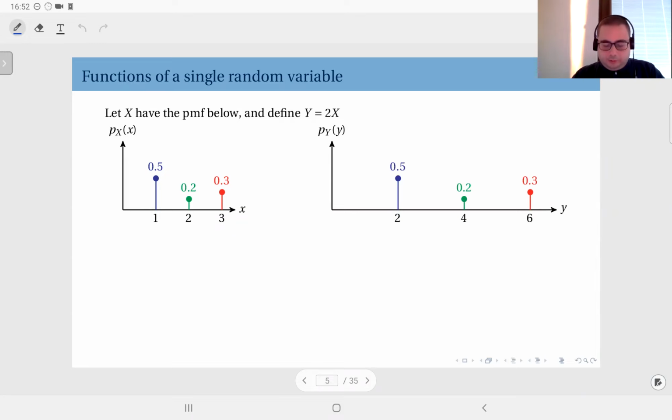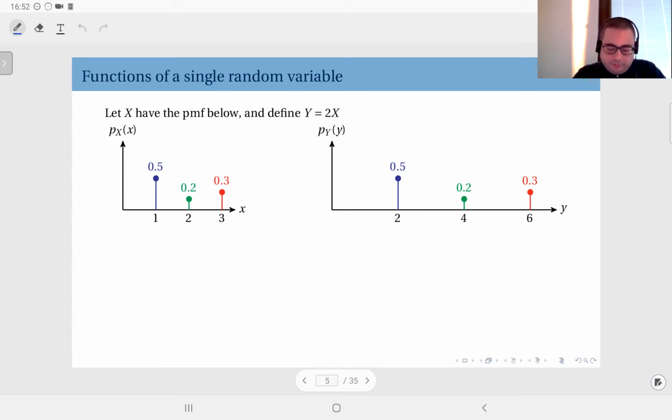You can actually use the approach given in the previous slide, where you apply the inverse transform or the inverse function method. But in this case, since we have just three outcomes, it's also not that difficult to investigate each outcome one by one and see which outcome of y they correspond to.